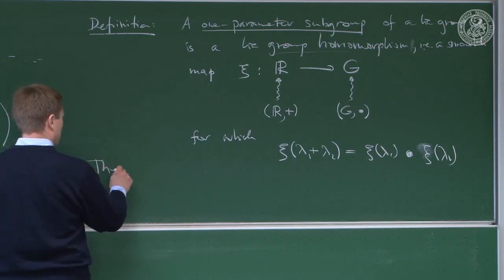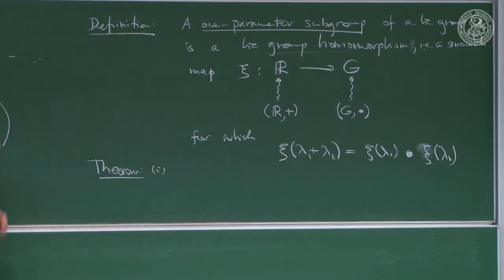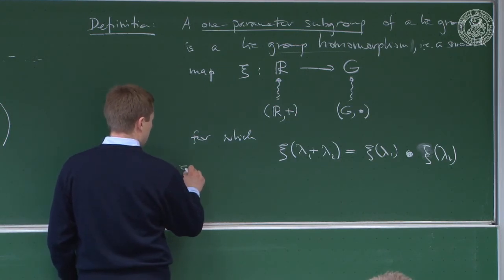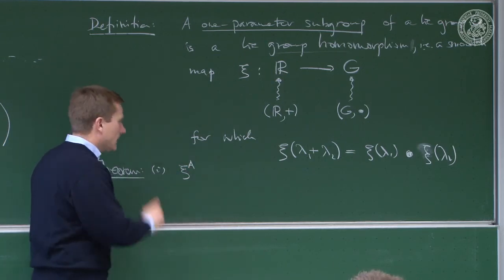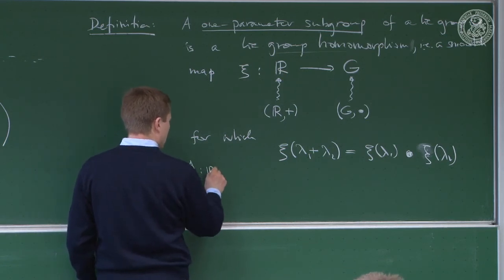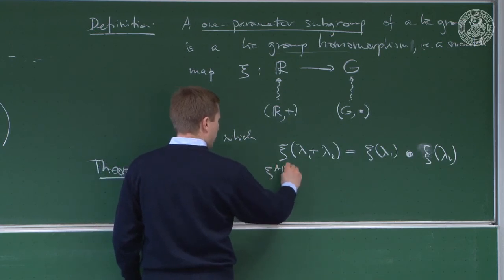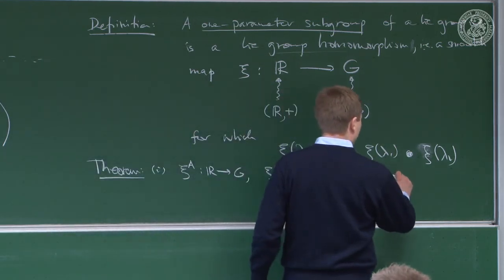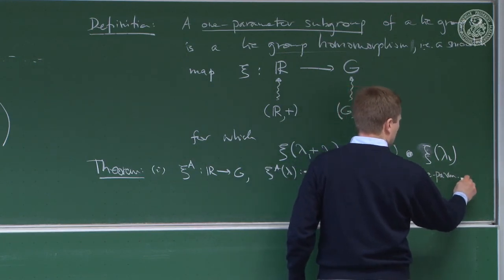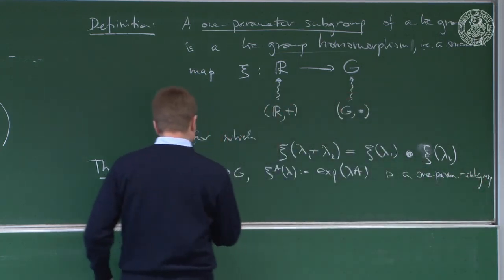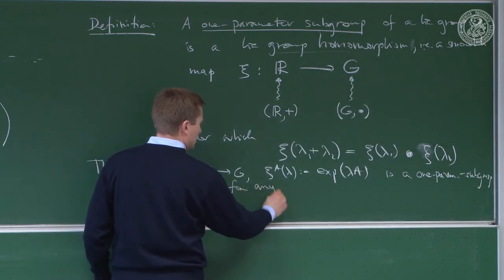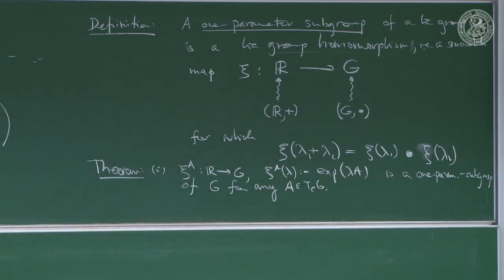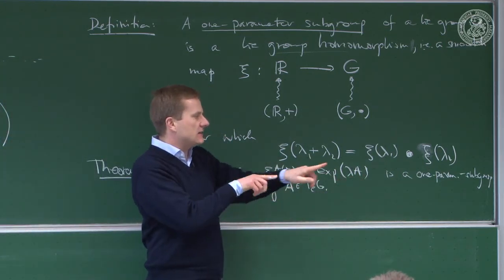So then we have a theorem which one could prove. It comes again in two parts. And the first part is that Xi A from R to G, where Xi A of lambda is defined as exp of lambda A, is a one-parameter subgroup of G for any choice A in the Lie algebra. Okay? So if I now take an A and then I scale it, you have a one-parameter subgroup.